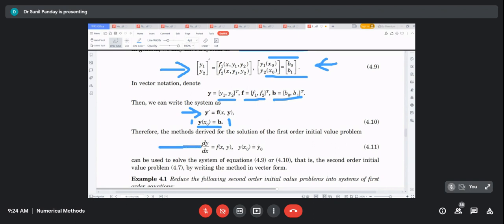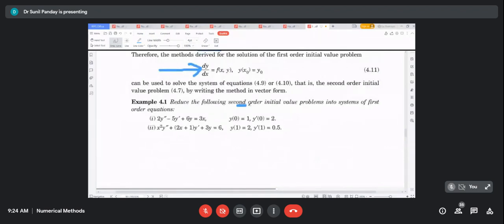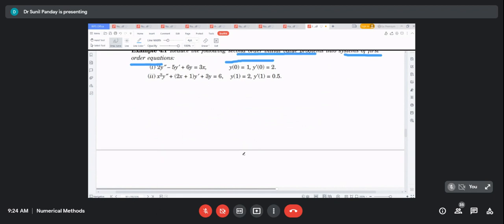So first we derive the solution of this first order initial value problem, and then those solutions can be generalized to the system of first order differential equations. There are some problems like: reduce the following second order initial value problem into a system of first order differential equations. Here the first problem is 2y'' - 5y' + 6y = 3x, with initial conditions y(0) = 1, y'(0) = 2.